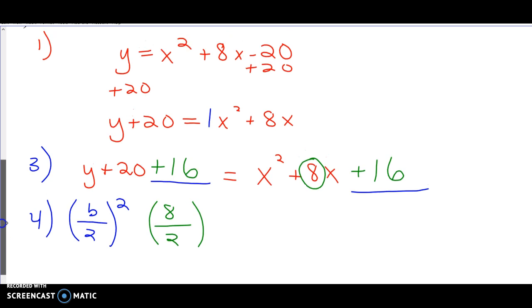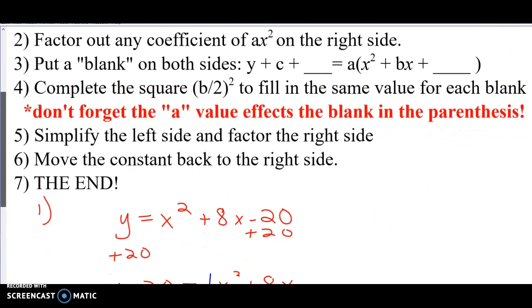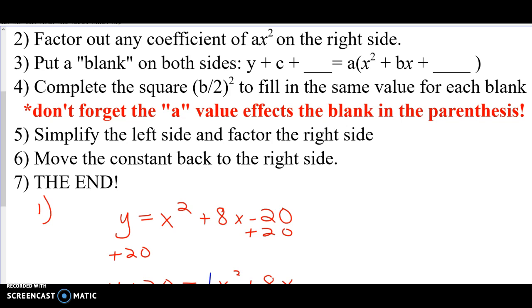Okay, scrolling back up. We'll come back to this red statement in a second. Read it real quick. Read the red statement on your own. It's very important. It's going to come up next lesson or next slide.